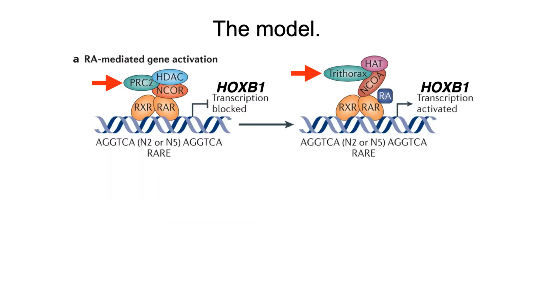And again, that goes on, and we can look at it in a bigger picture, that this supports the model in which we have sitting at a RARE upstream of the HOXB1 gene itself, a retinoic acid receptor that sits at the RARE site. If it doesn't bind retinoic acid, then the receptor is binding the PRC2 complex. If it is binding retinoic acid, then it binds to the trithorax complex, which then turns on HOXB1 in the presence of the PRC2 complex that represses HOXB1.